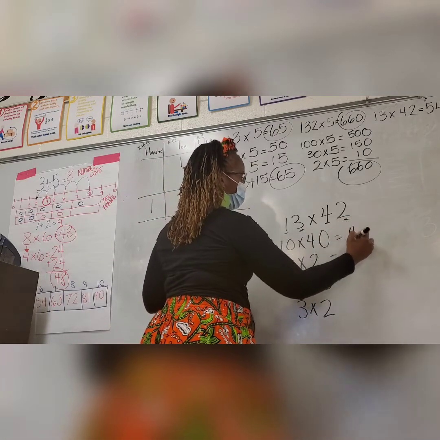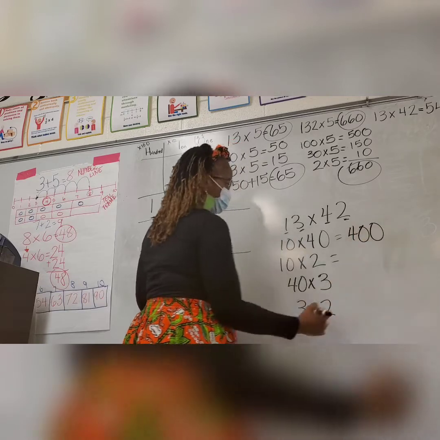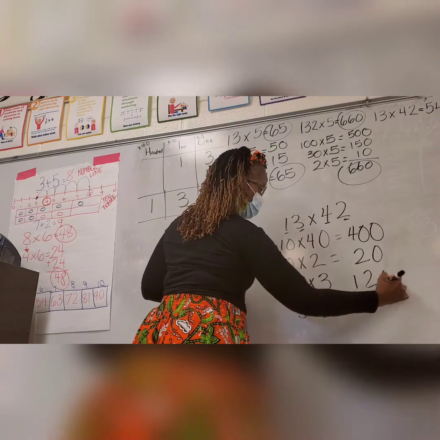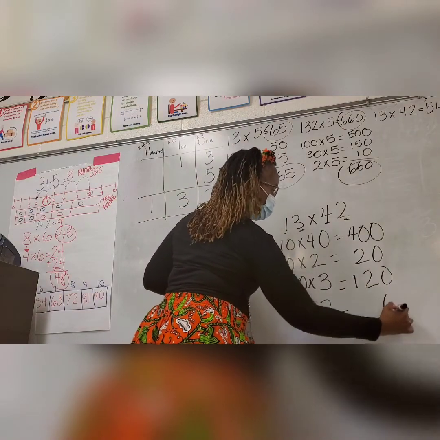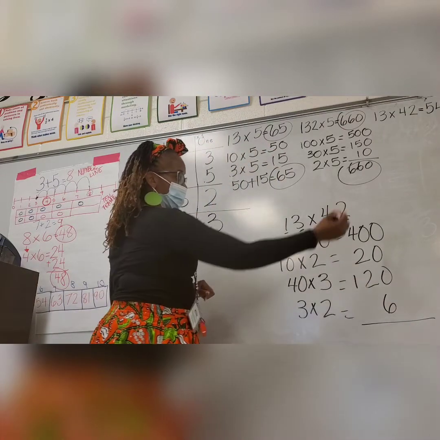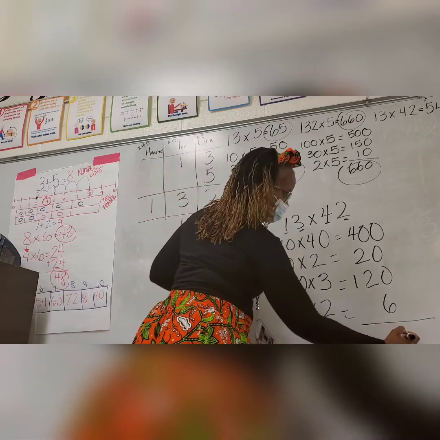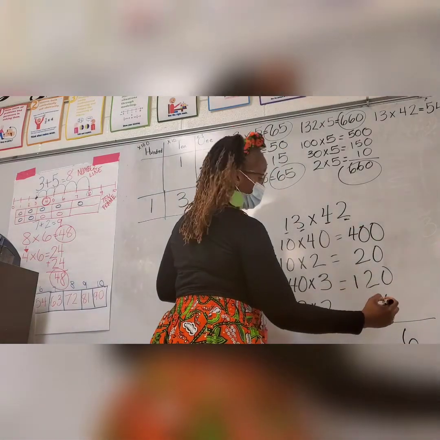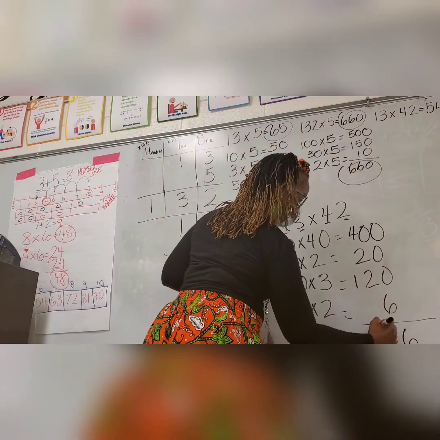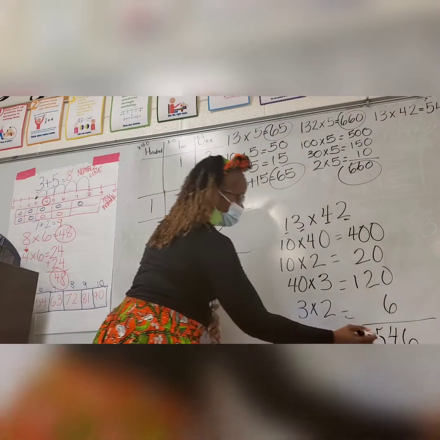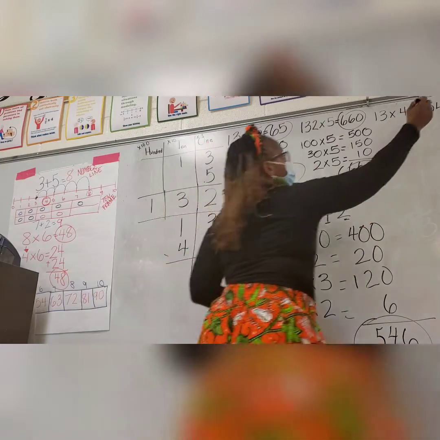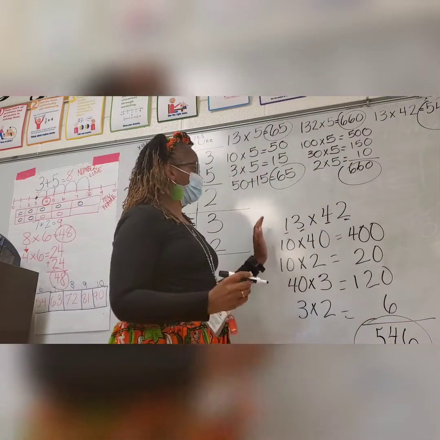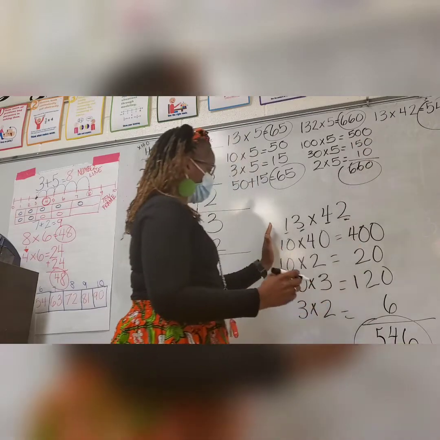So now I have 400, 20, 120, and 6. So I'm adding these together now. And I didn't line this up beautifully. Okay? 546. So this is how they take the answer and they put it in a partial product.